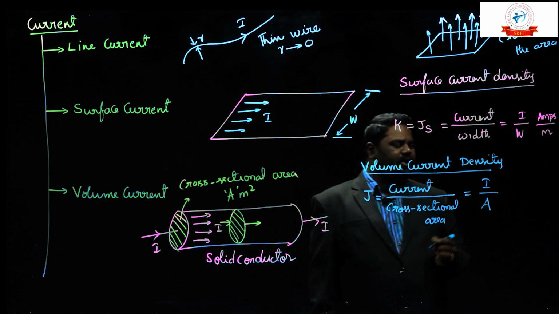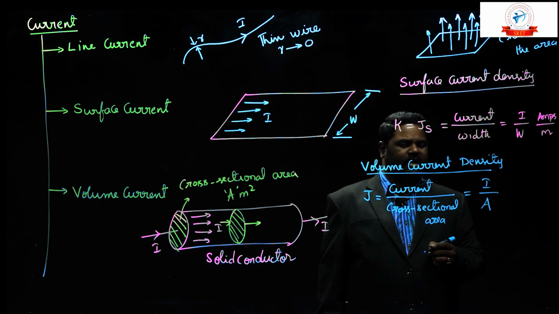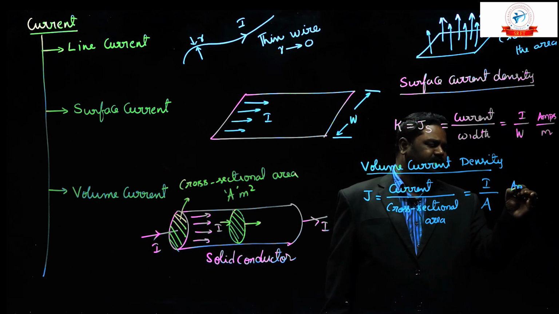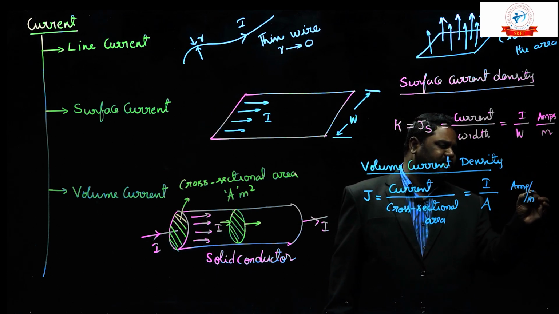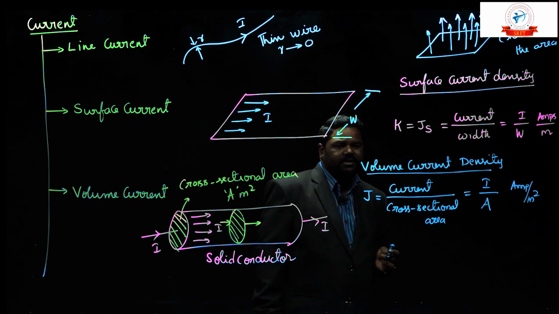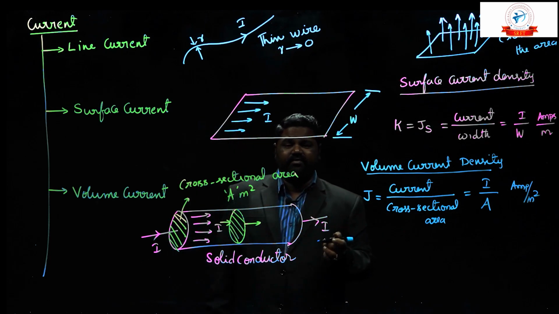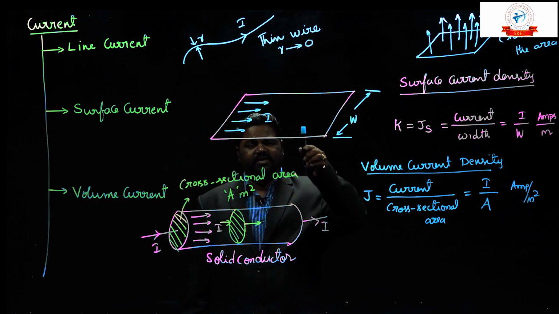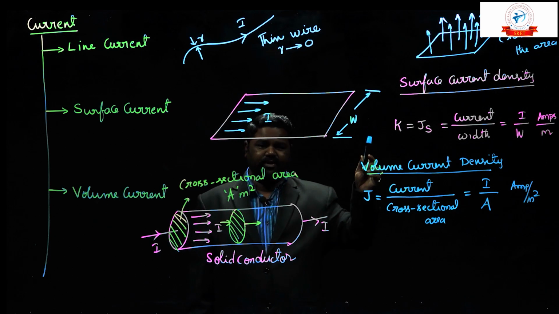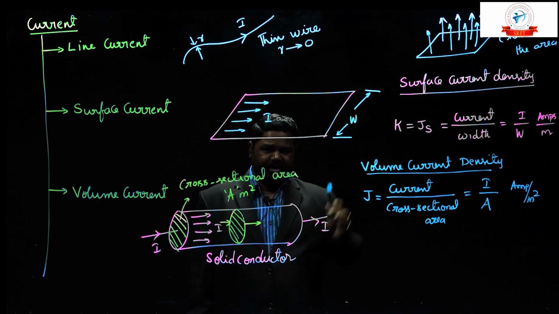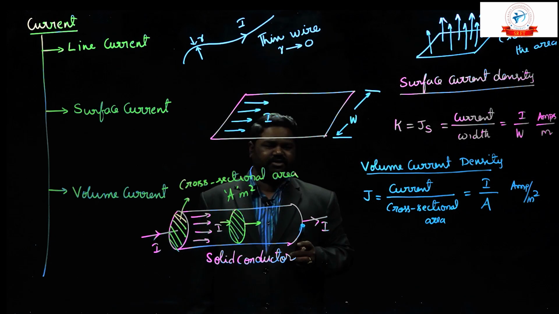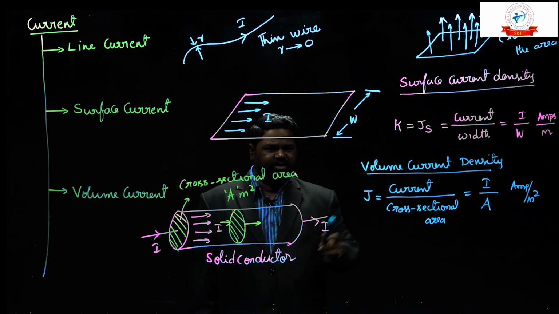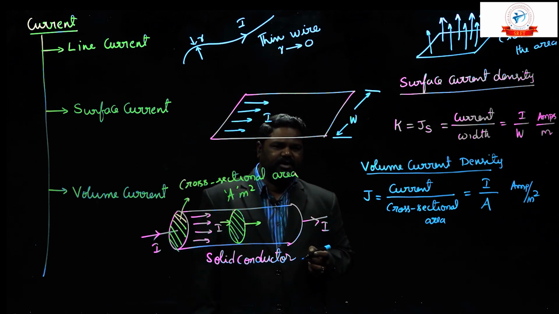And what are the units for volume current density? The current is measured in amps, area is measured in meter square. So here it is different from the surface current density. The surface current density is measured in current per unit width, that is amperes per meter, and volume current density is measured in current per unit cross-sectional area, with the units amperes per meter square.